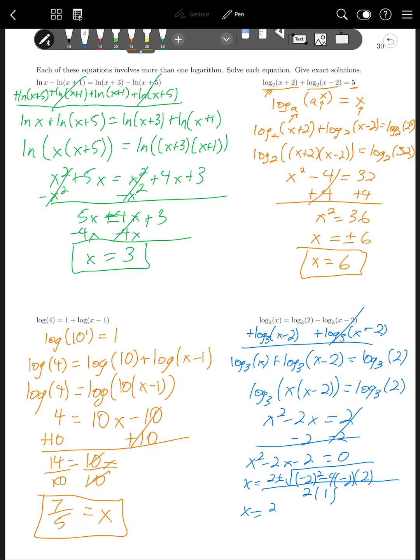So this is x equals 2 plus or minus the square root of 4 plus, let's see, 4 times 2 is 8, times 2 is 16, so 4 plus 16 is 20, over 2. And then the square root of 20 is 2 root 5 because we can take out a factor of 4, and now we can cancel out all the 2's to get 1 plus or minus the square root of 5. And in the end here, we only take the positive answer, right? So we get 1 plus the square root of 5, because 1 minus the square root of 5 is negative, and we can't plug a negative into a logarithm. Okay, so that's the idea on how these worked.